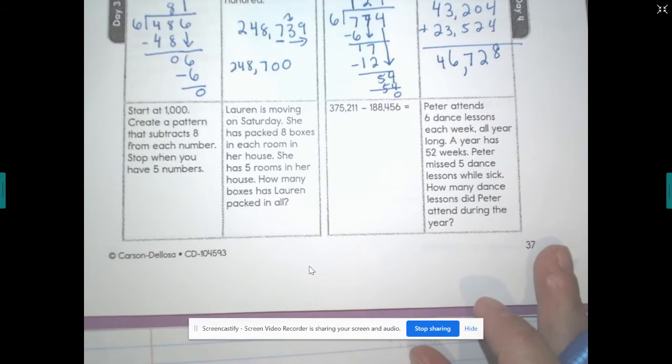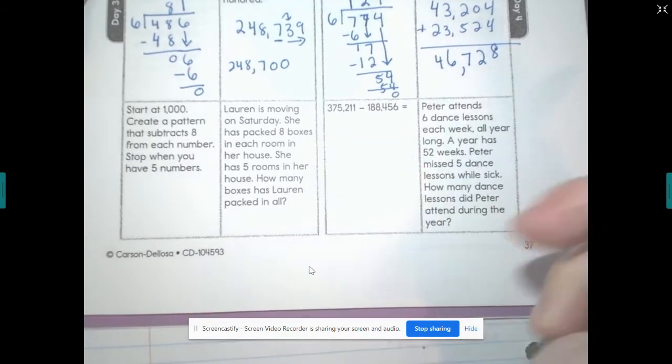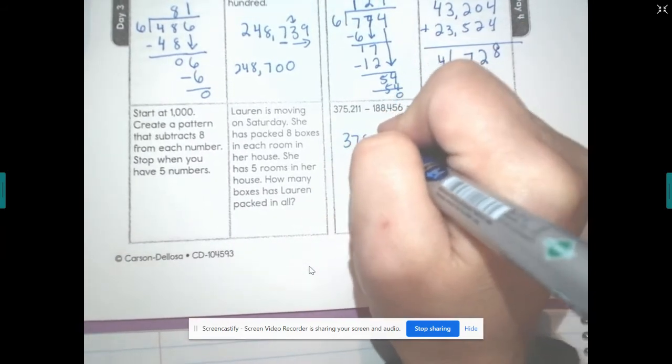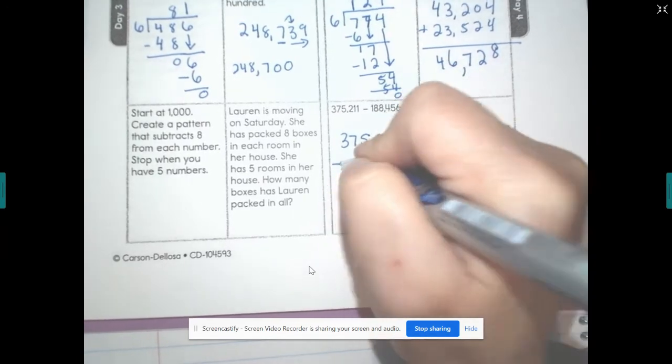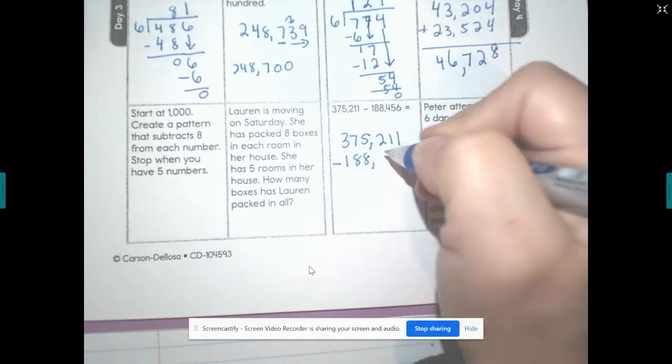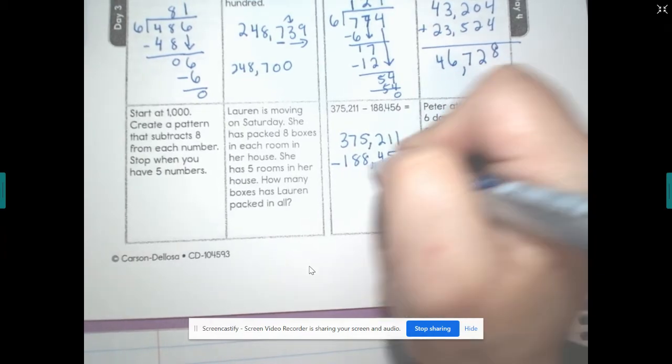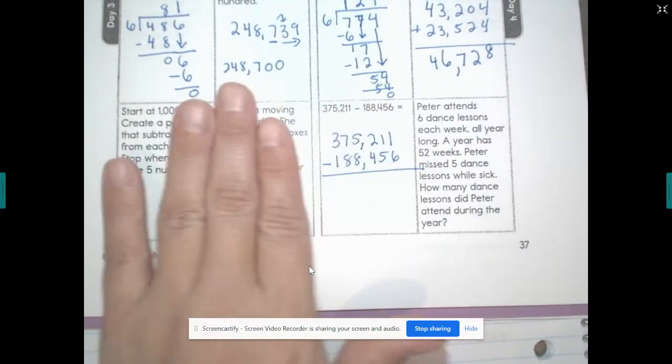It's a subtraction problem. Make sure the big number goes on top, and we're going to stack them on top of each other. So 375,211 minus 188,456. And then I'm just going to work my way over.